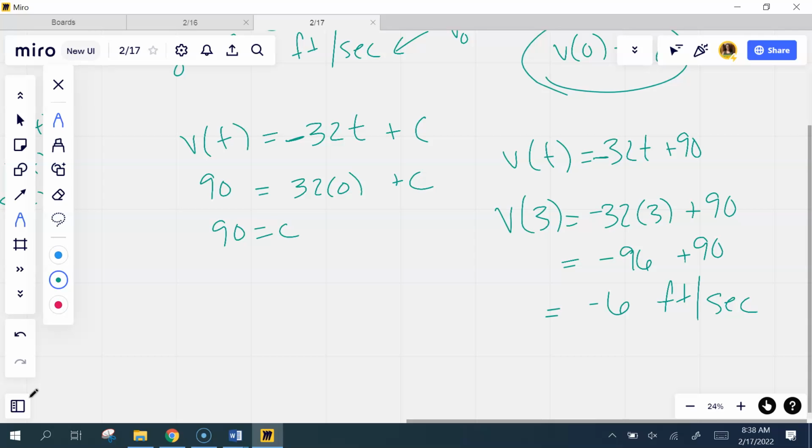6 feet per second at that instant. At that instant. Right, that changes. It's kind of like that tan line that's right here.